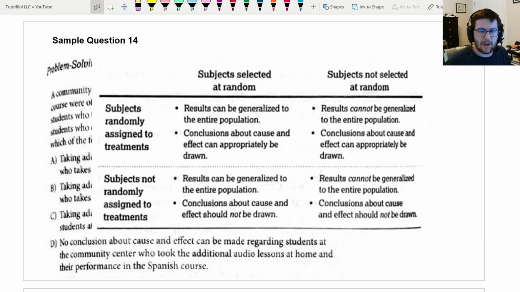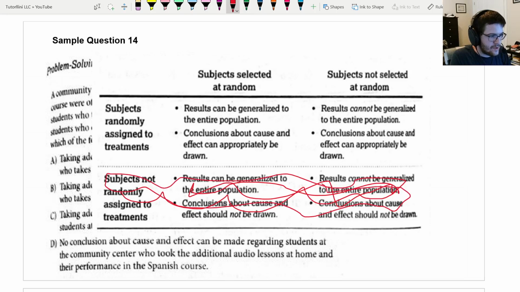You're not going to see experiments a lot on the SAT. Most of what you see on the SAT is called a survey. So there's not going to be any assignment. In that case, the distinction of random assignment to treatments is kind of irrelevant. But sometimes you do get questions with experiments, like I think this one is.